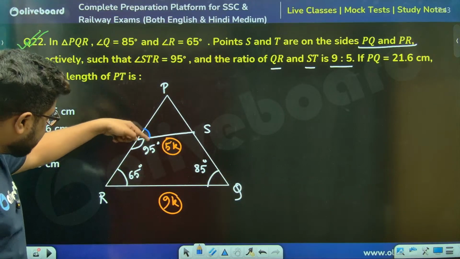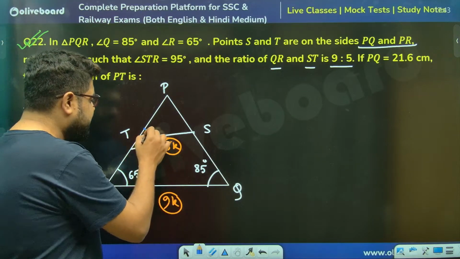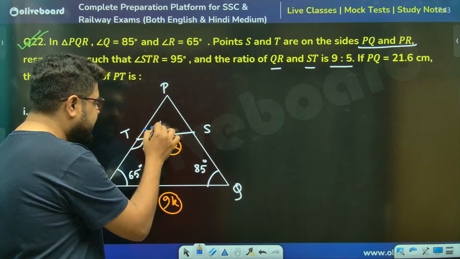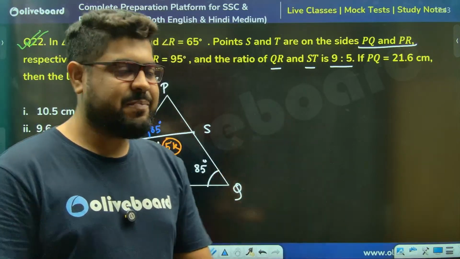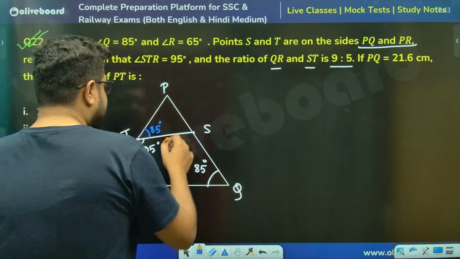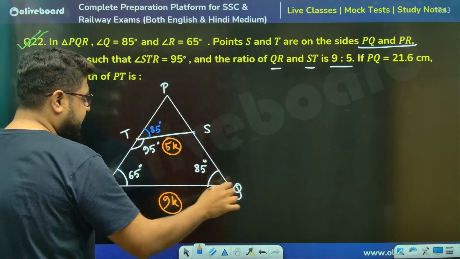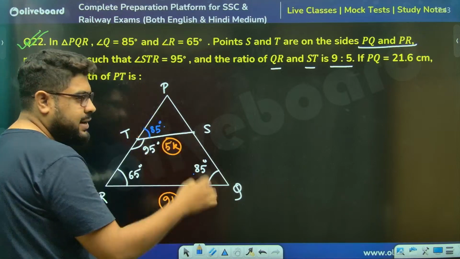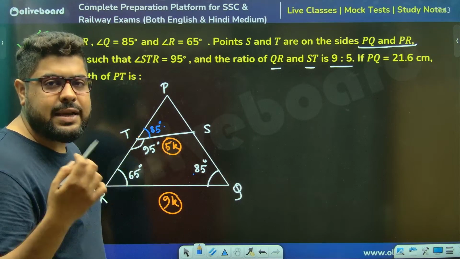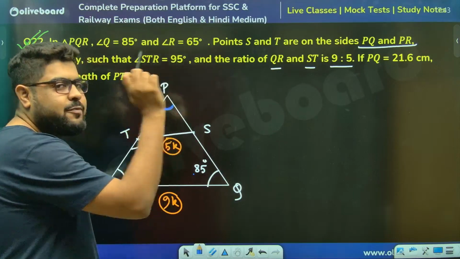So total is 180 degree. This is 95. So this must be 85 degrees. Correct, sir? Correct, everyone? Correct. Now, among this small triangle PTS and the bigger one PRQ, this angle is equal to this angle. Any other angle like same? Sir, this is common, angles are same for both.